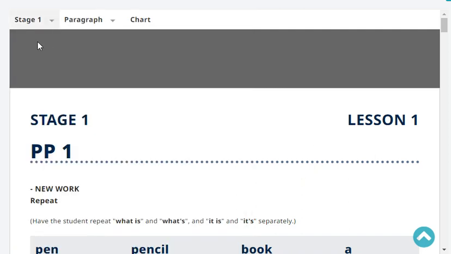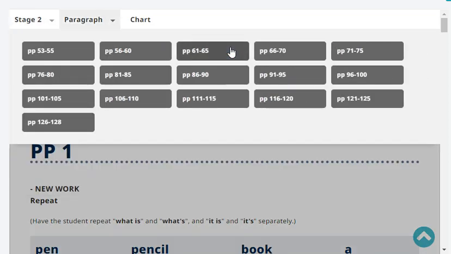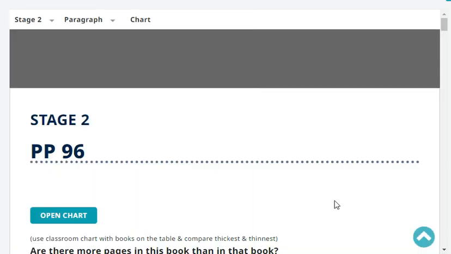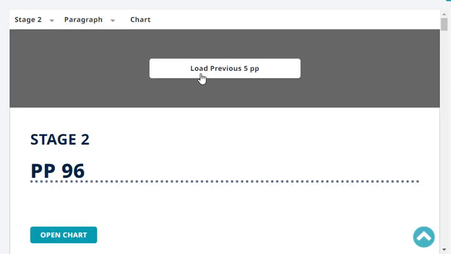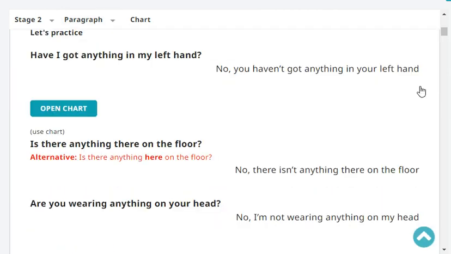We are at stage 2, page 96. Our last headword was "break," numeric type of lesson. So let's start with our revision. Let me just scroll down.